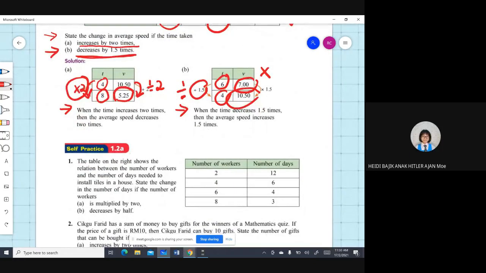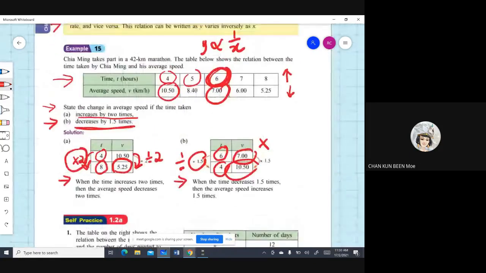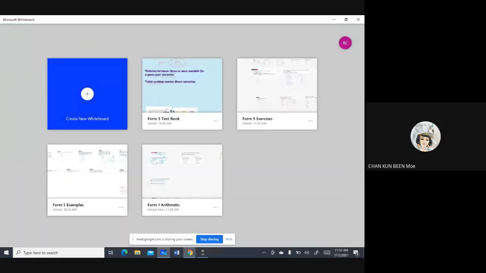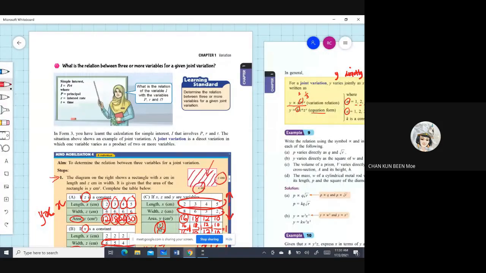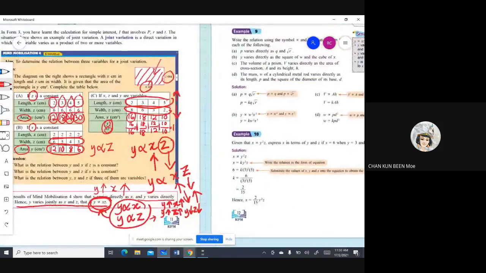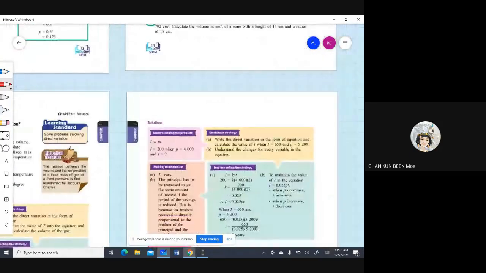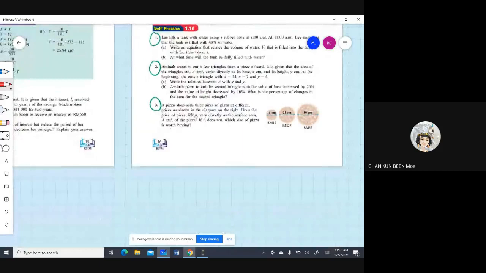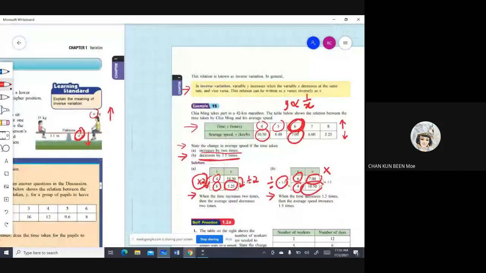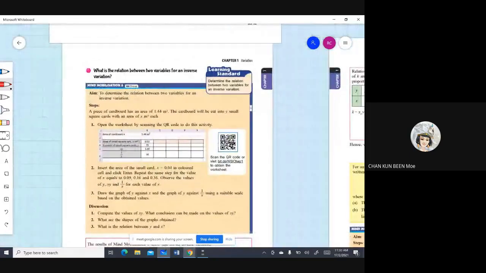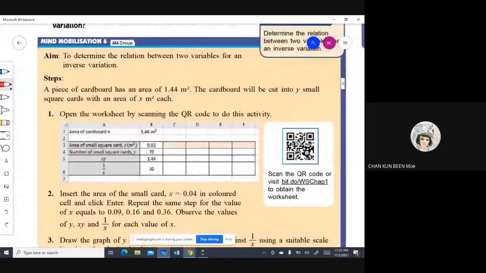All right, so we proceed to example 16. I show you example 16. But before that, I also need to show the mind mobilization on how we get the inverse variation. Mind mobilization is on page 19. I'm going to go through this part very fast with you because I have the figure over here already.